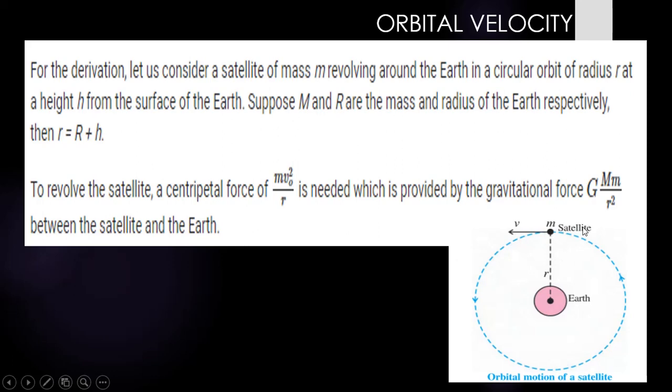So that is the reason the gravitational force now acts like a centripetal force. So to derive the orbital velocity, we just have to equate the gravitational force that exists at this height between satellite and earth, and the centripetal force. We know the formula for centripetal force, m v square upon r.